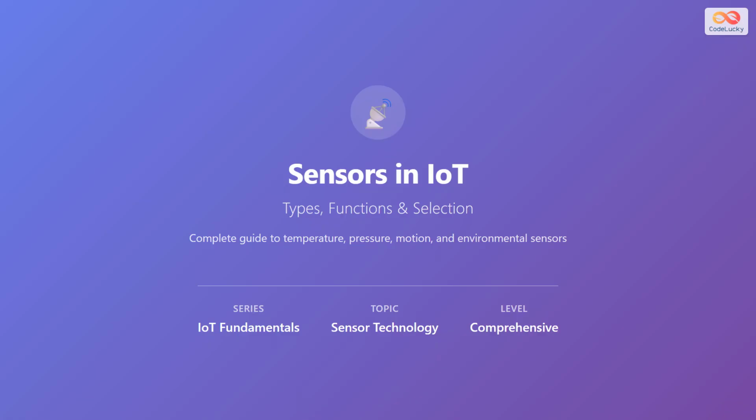In this series, we will explore the different types of sensors used in IoT systems, understand how they function, and learn how to select the right sensor for your specific application. We will cover temperature sensors, pressure sensors, motion sensors, and environmental sensors. By the end of this video, you will have a comprehensive understanding of sensor technology and its critical role in building intelligent IoT solutions.